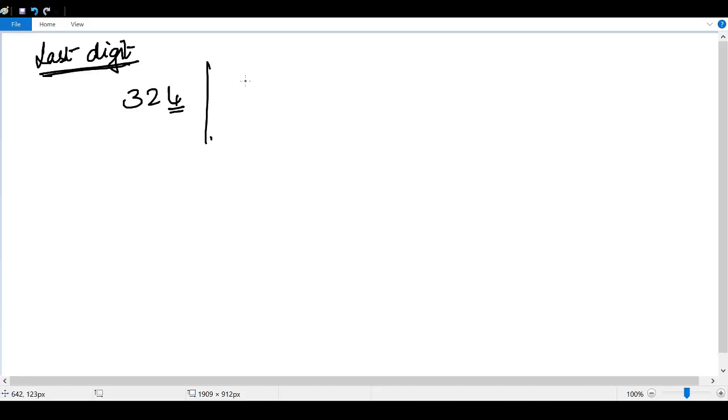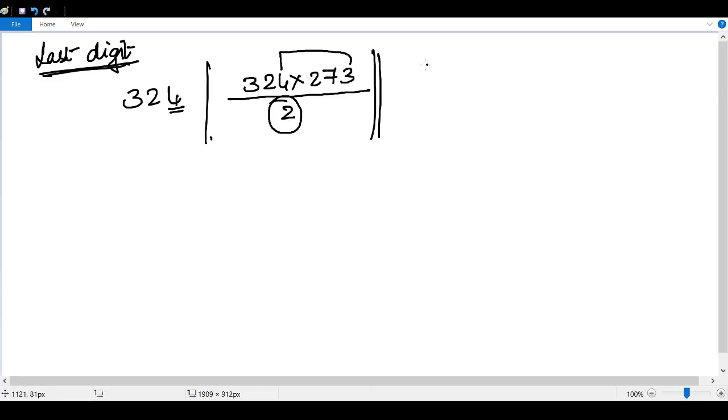Now if someone says that 324 into 273, what is the last digit? Typically, when you say 3 4s are 12, the last digit is going to be 2, right? So the last digit is going to be 2. Now when I say 123 into 727, then you'll say the last digit is 1.